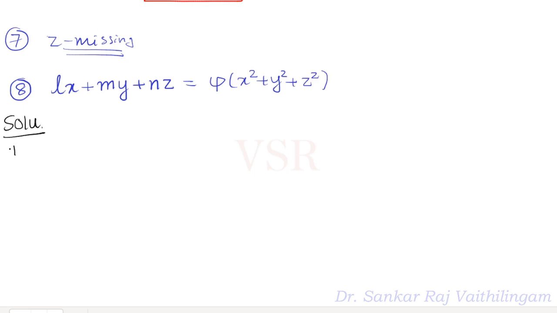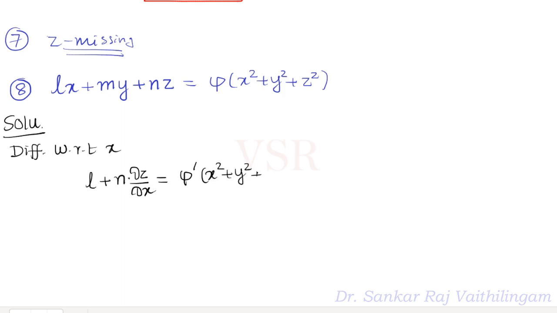So differentiate with respect to x. What do we get? l plus 0 plus n into dou z by dou x. So we will have this equal to phi dash of x square plus y square plus z square into, differentiating this, 2x plus 2z into dou z divided by dou x. Understood?